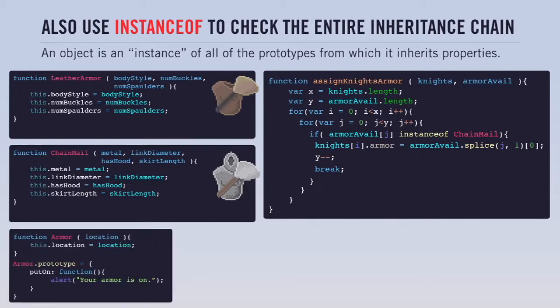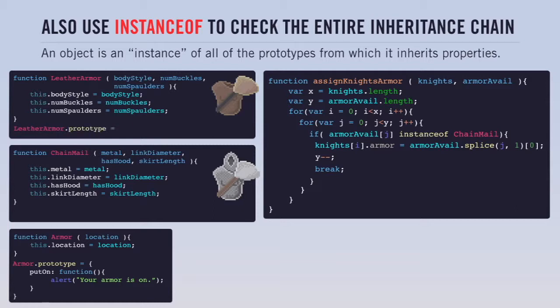So if we built an armor constructor and it had a location and we just gave it a location property, and then we also built an armor prototype that had apparently the put on function so that any armor anywhere could call the put on method. Now we've got a prototype for our armor and a constructor for it.